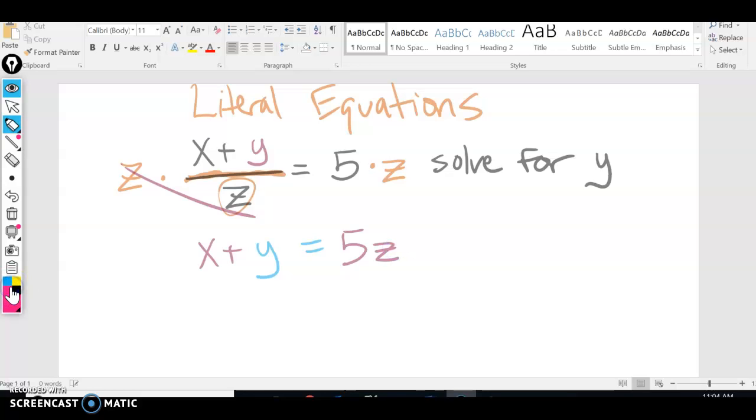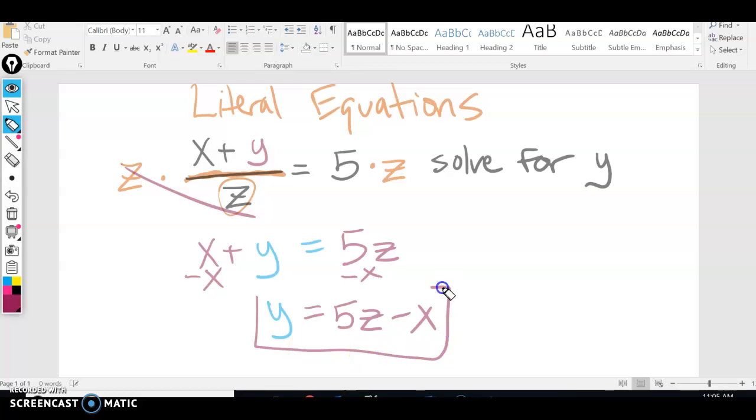The last step to get y by itself is to subtract x, subtraction property of equality. 5z minus x could be just left as 5z minus x. Nothing to combine there. And you are done. It's very difficult to check your work for literal equations. Just make sure you follow the correct steps.